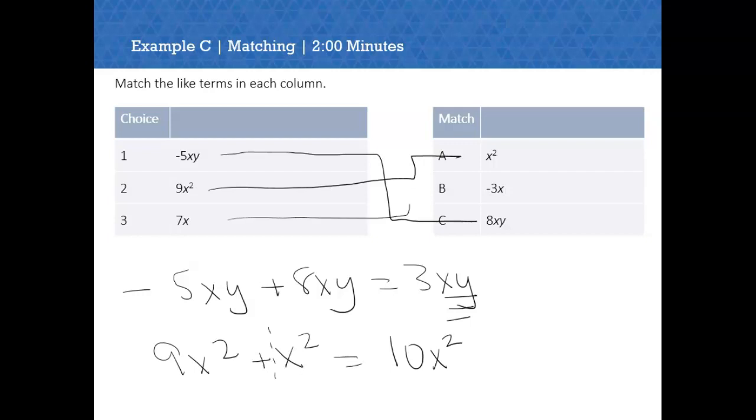And finally, 7x and negative 3x. So we would write 7x negative 3x. We can just write it just like this, and that would give us 4x.